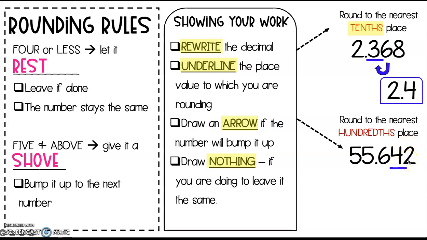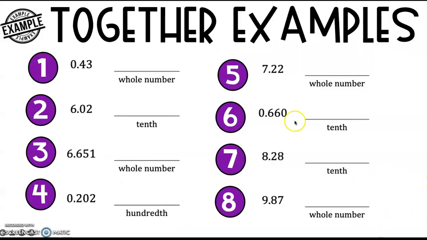So I'm not going to draw anything at all. I know that that 2 leaves it the same, so I'm going to round it off at 55.64. That's my number rounded to the nearest hundredths place. Okay. All right, let's look at some more examples together.